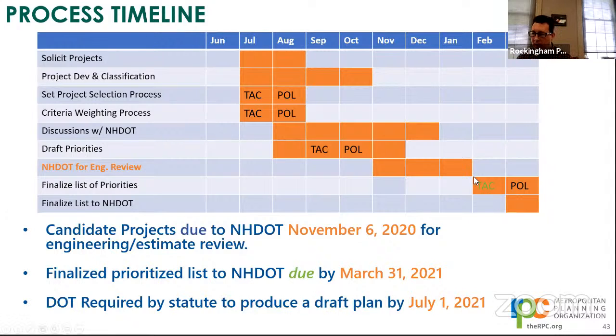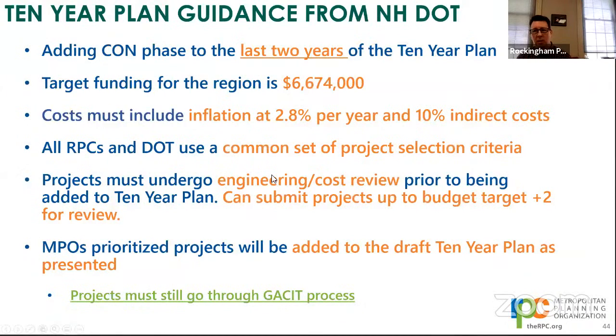And so now we're here in February, trying to finalize our list of priorities for the 10-year plan and submit that to DOT by the end of March. And then from that, DOT will start to pull together the draft 10-year plan. So just a little bit on the guidance that we received from DOT.